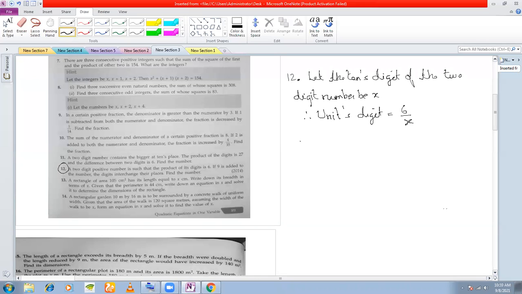Okay. Therefore, what is the original number? Since x is the tens digit, it is 10 into x plus 6 by x into 1. This is the number. So 10x plus 6 by x. This is the original number.